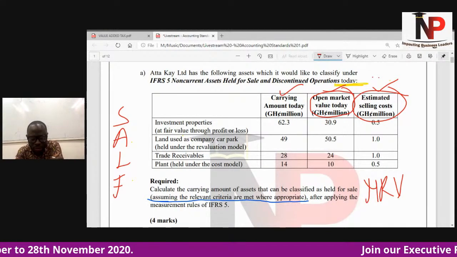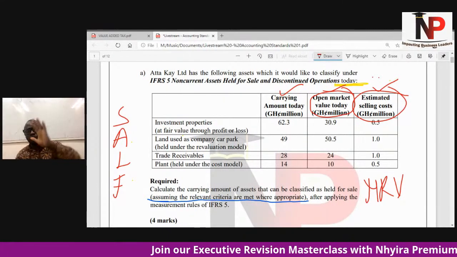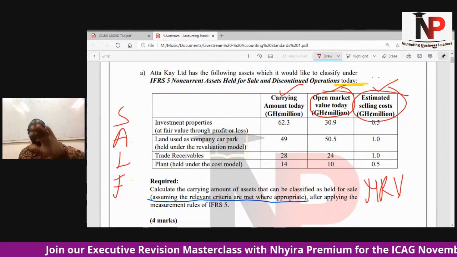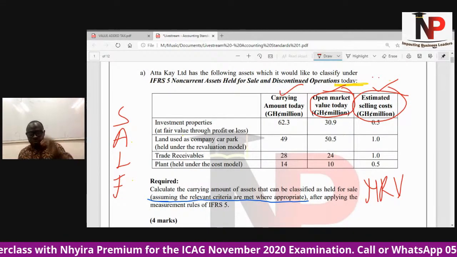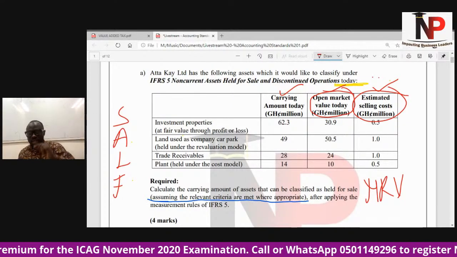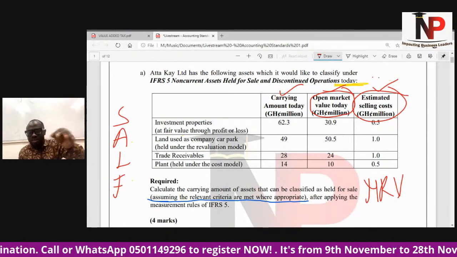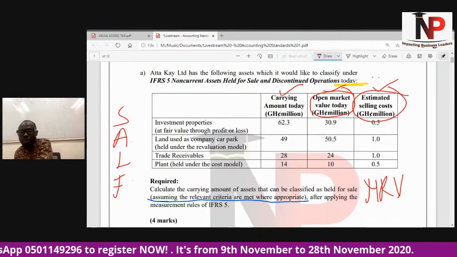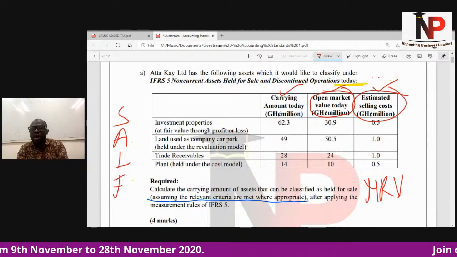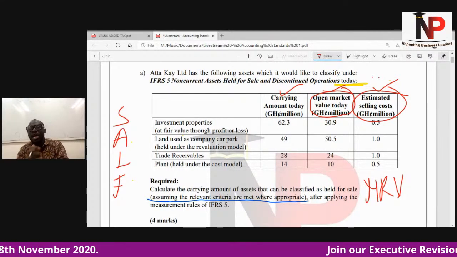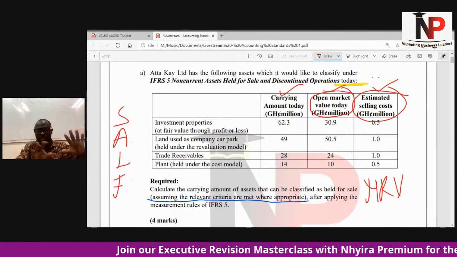So the requirement here is to calculate the carrying amount of assets that can be classified. Now, you've got to be careful here. I'm going to drop a bomb here. So you're going to be careful to get the meaning of whatever is going on very well. Calculate the carrying amount of assets that can be classified as held for sale, assuming the relevant criteria are met where appropriate. So the examiner is saying that we should find out how we can calculate the carrying amount of the assets if the recognition criteria has been met and it is appropriate.